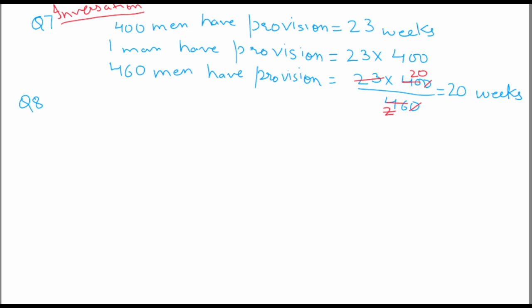Coming to the 8th question. It is the same. 200 men have the provision for 30 days. 50 men have left. Whether they are leaving or coming, the method will be inverse. I wrote a little wrong over here, so better I rub it. This is inverse.